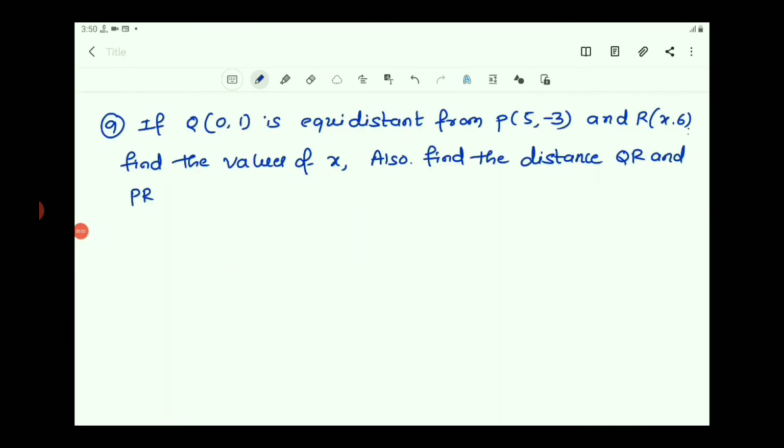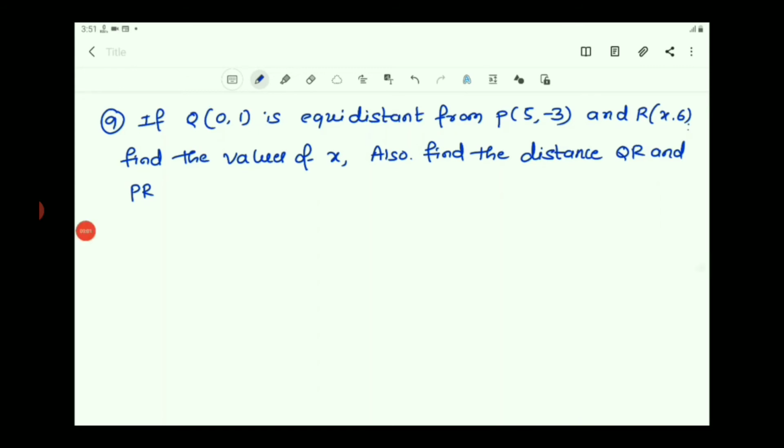Now the ninth question. If Q(0, 1) is equidistant from P(5, minus 3) and R(x, 6), find the values of x. Also find the distances QR and PR. Now you observe that here the points P and R are equidistant from Q. The distance between P and Q equals the distance between Q and R.